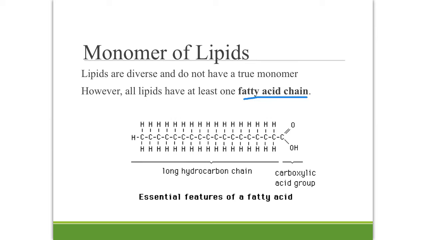A fatty acid basically consists of a long hydrocarbon chain, which is hydrogen and carbon. So you can see we've got hydrogen and carbon here in a chain formation, just a long line of carbons with hydrogen attached to it. And then at the end, we have a carboxyl group, or a carboxyl acid group. That's carbon double bonded to oxygen and also bonded to a hydroxyl group.